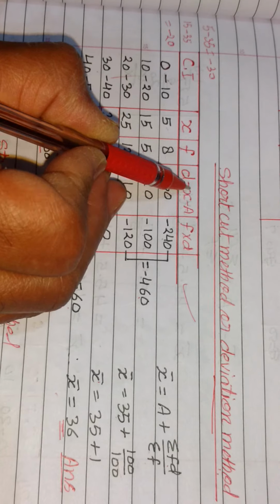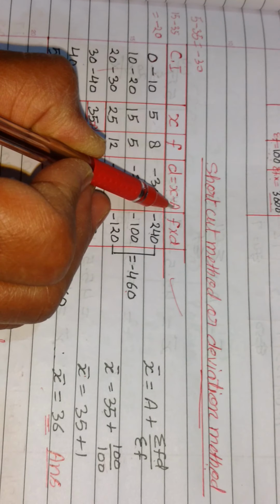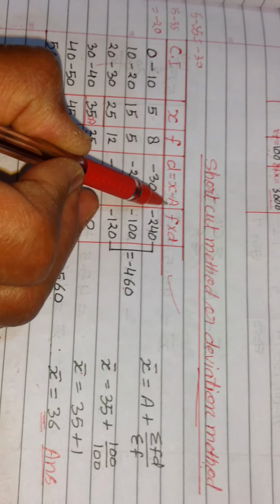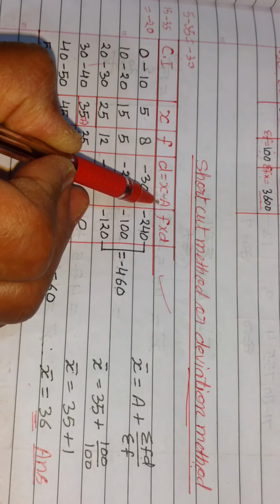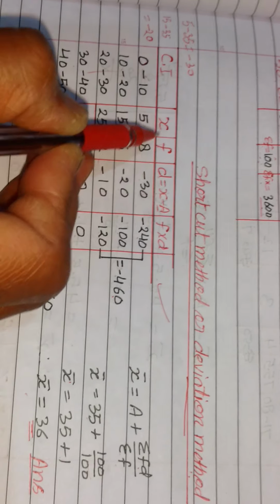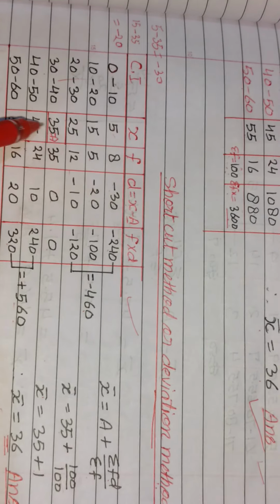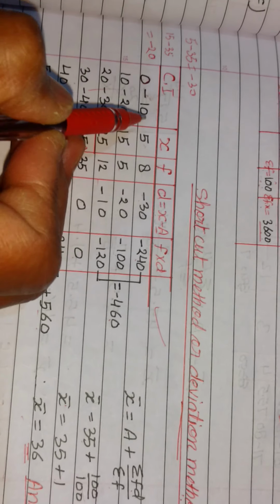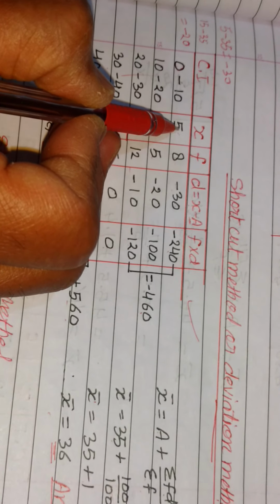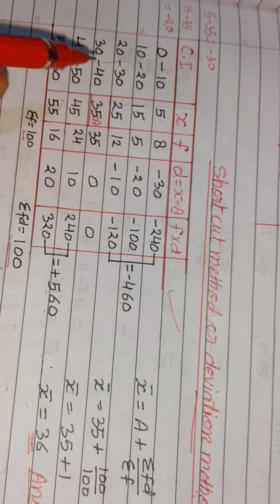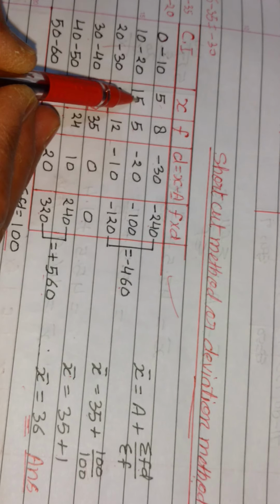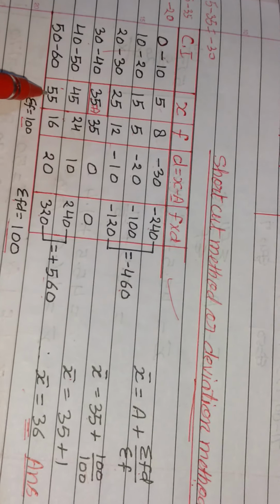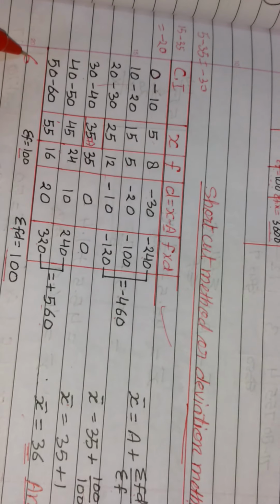D, and D, you know, is X minus A. Now here we have to find A first. From where do we find A? From the X only. Always from X we find A. So for that, first we count the number of terms in X. So see, 1, 2, 3, 4, 5, 6. So the number of terms here is 6.